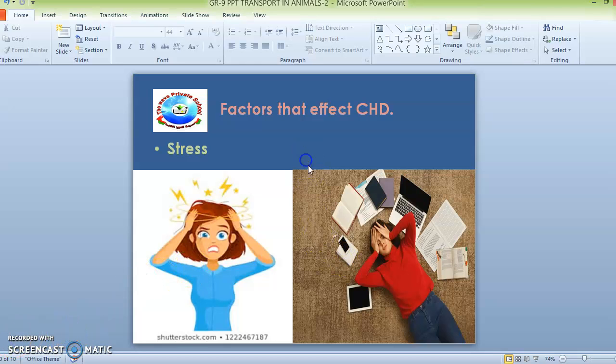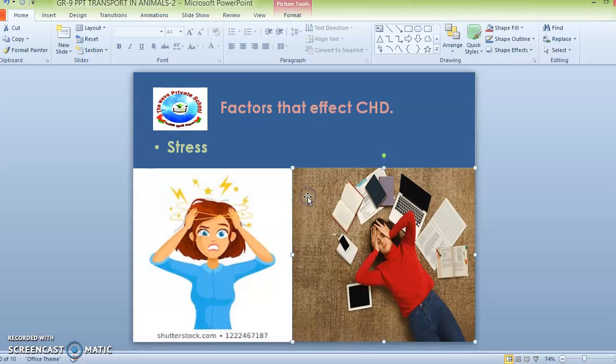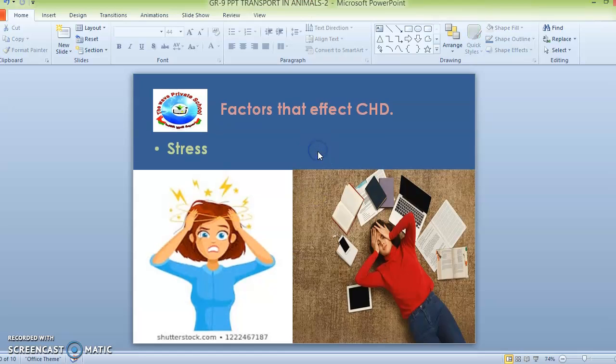And the last one is genes. Some people have genes that make it more likely they will get coronary heart disease. There is not really anything you can do about this. However, if several people in your family have had problems with their hearts, then this could mean that you have these genes. In that case, it is important to try hard to reduce the other risk factors by taking up a healthy lifestyle.